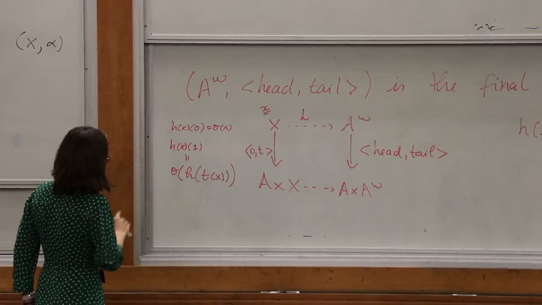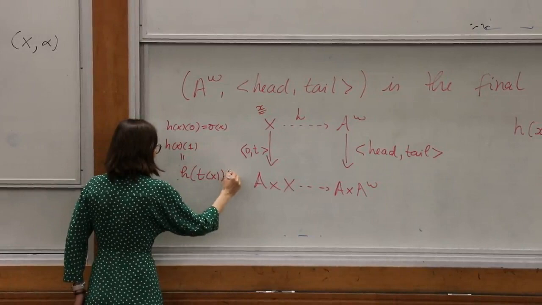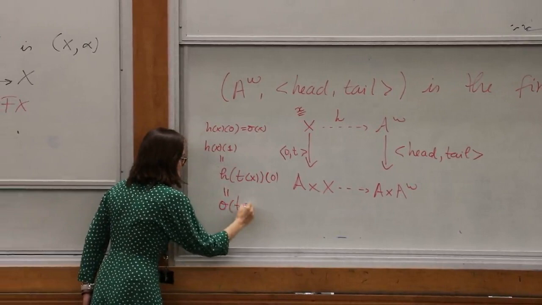Sorry, thank you. And you get that for zero. And then that is O of T of X. Thank you.